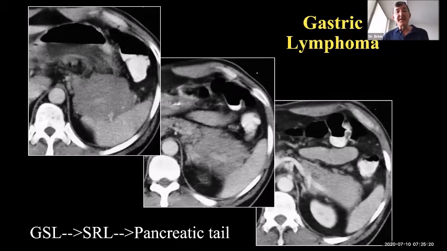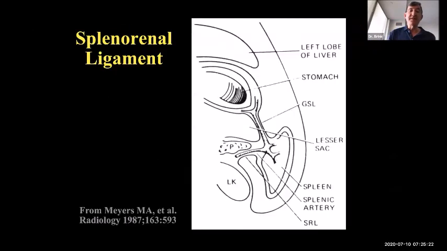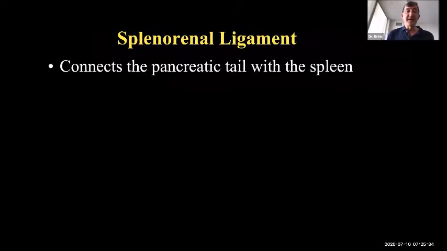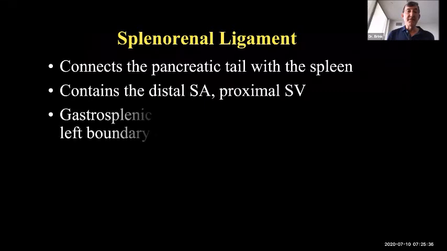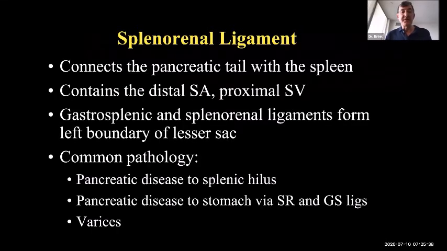The splenorenal ligament, again, forms with its pair, the left wall of the lesser sac with the gastrosplenic ligament. It contains the pancreatic tail, proximal splenic artery, and splenic vein. We've covered most of this already, forms left wall of lesser sac. The disease here is mostly about the pancreas, disease spreading to the splenic hilum from the pancreatic tail, whether it be benign or a malignant disease.